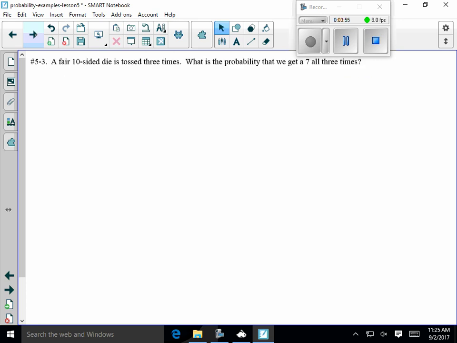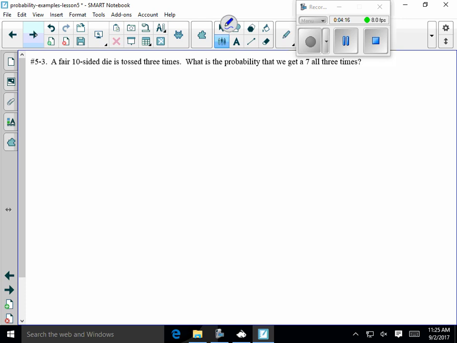Okay, the next problem here says, a fair 10-sided die is tossed 3 times. What's the probability that we get a 7 all 3 times? So give this a pause and then try. All right, so this is the way you should do the problem, or at least one way to do the problem.